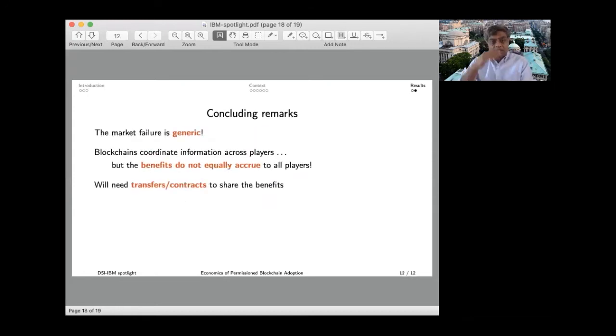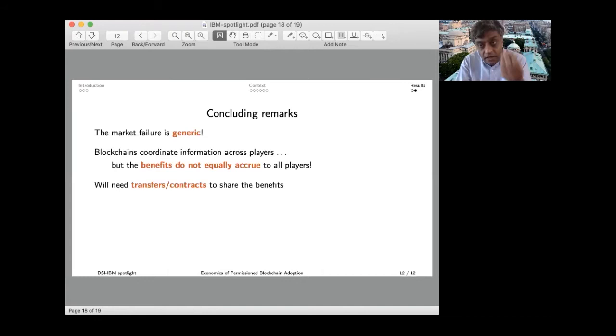Some concluding remarks. We feel that this market failure is generic. In most market situations, the information is distributed among various different players. When you aggregate this information, the entire collection of players improves their welfare, but the benefits do not accrue equally to all players. Some might have more information, but get less benefit, and so they're not willing to share that information. Some might have very little information, but end up getting most of the benefit.